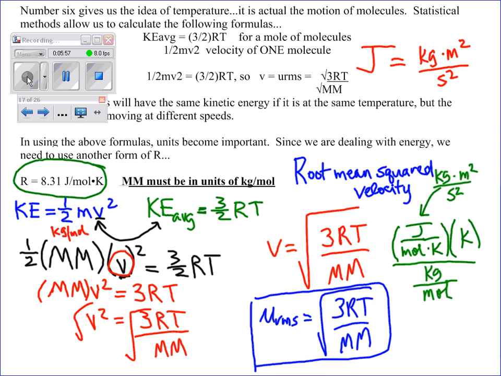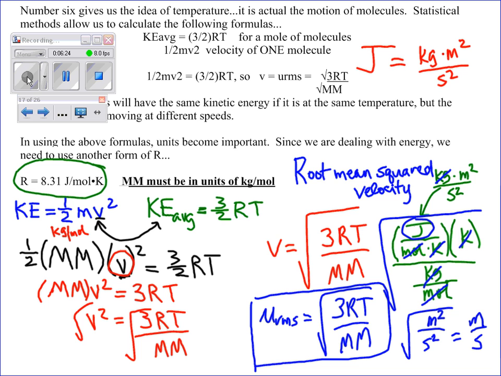And I have to take the square root of all of this, right? So what cancels? What can we just get rid of? Kelvin goes away. Moles go away. Kilograms go away. And what are we left with? Joules I'm replacing with that, so meter squared over second squared, square root of that. What is left? Meter per second, is that not velocity?